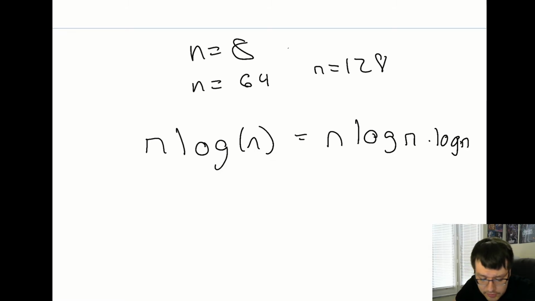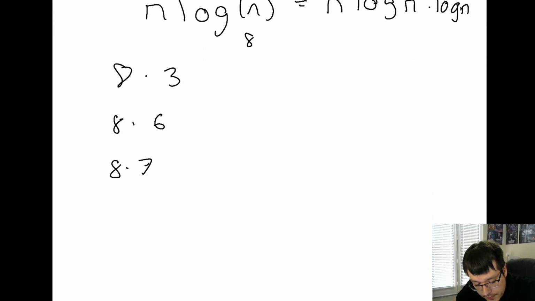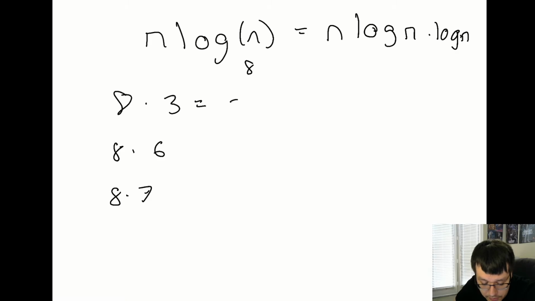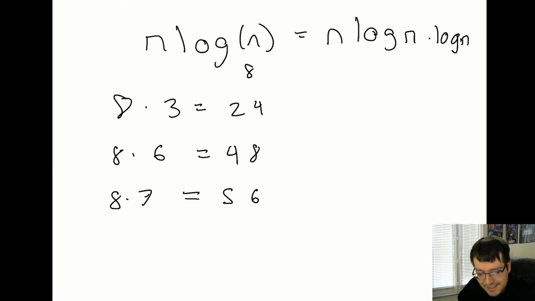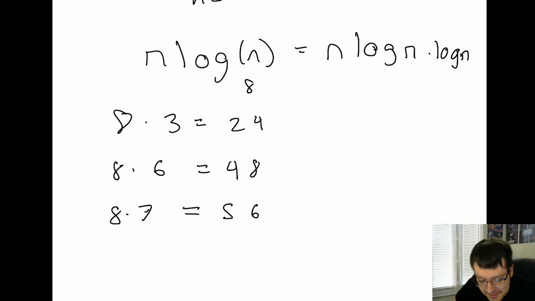So you're like, okay, well, this is going to be 8 times, and if you plug in 8, log of 8 is a 3, so 8 times 3 for the first example. For the second one, it's going to be 6, and for the third one, it's going to be 7. So 8 times 3 is 24, right? 8 times 6 is 48, and then 8 times 7 is 54, right? Wait, 54 or 56? Hold on, that doesn't seem right. 56. Yeah. Okay. Math.